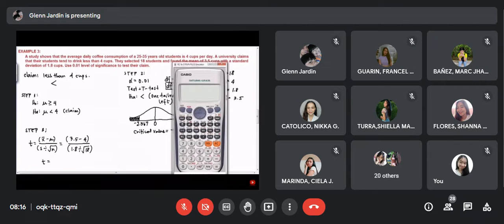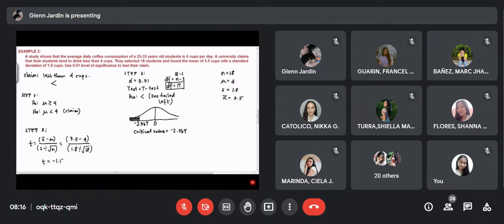So, kunin ng form yung calcu. So, 3.5 minus 4 divided by 1.8 divided by square root of 18. So, the answer is, kunin decimal, negative 1.18 na to guys. Ayan, negative 1.18. Okay?